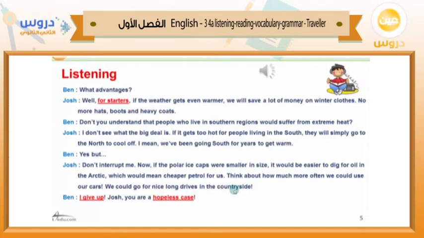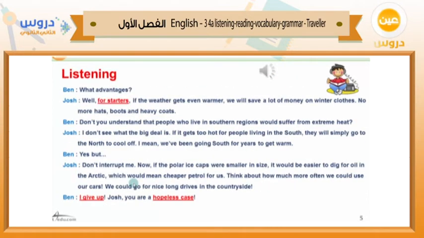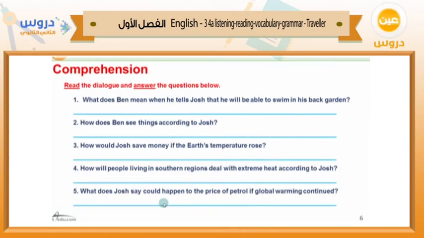That was the listening part of two people fighting over the advantages and disadvantages of global warming. Josh really thinks in a very, very different way, and Ben is trying to convince him, and finally he gave up. Now, you've seen some of the words that are underlined, like for all I care, so what, and also for starters, I give up, and hopeless case. We'll talk about these later. Now, let's answer some of the questions about the listening.